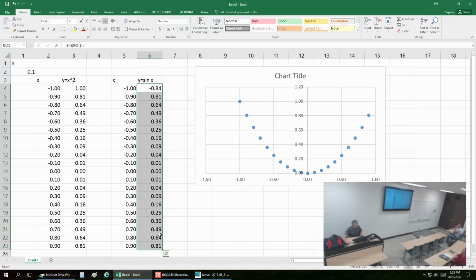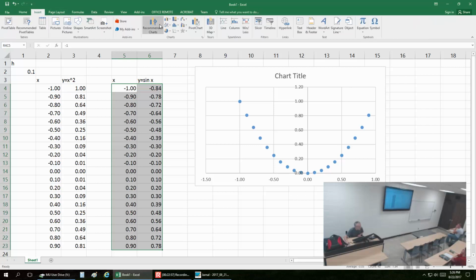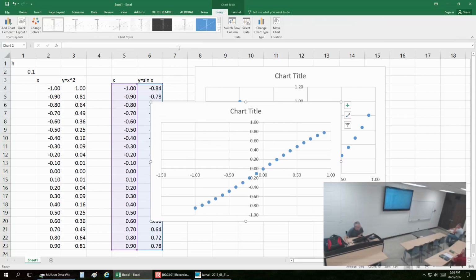Okay, so that's the table of values of sine. I could also do this thing. I will also chart it. Once again, I will insert a chart like this.